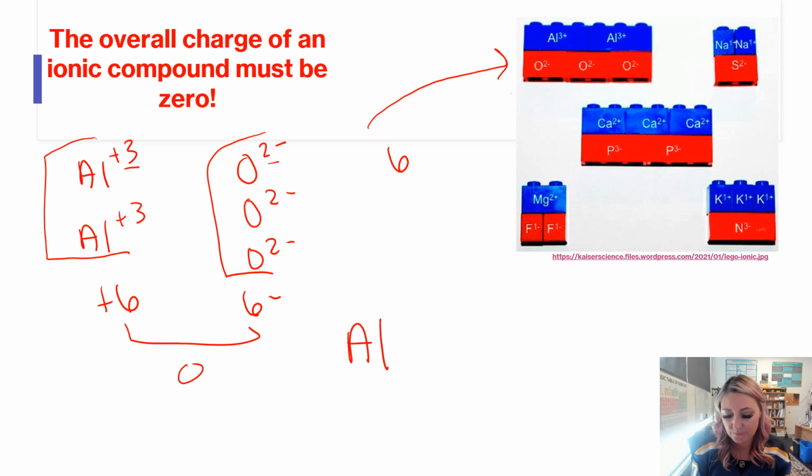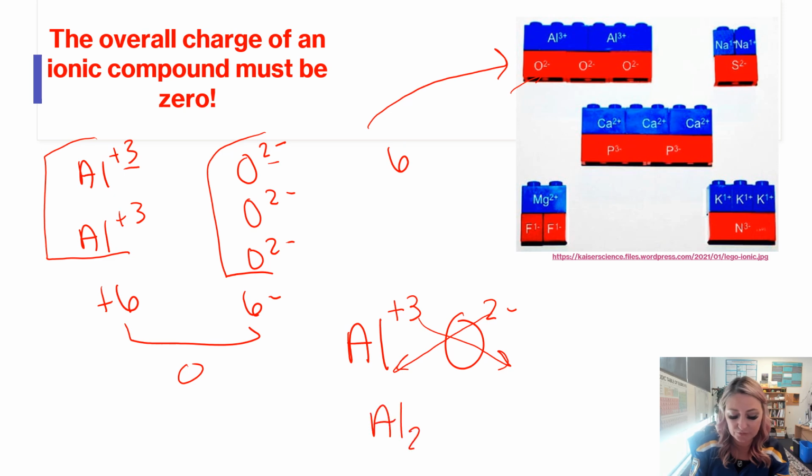So that's what we see with our Legos. You have 3 red blocks for the oxygens for every 2 of the blue blocks of aluminum. Looking at this yet another way, and we're going to practice this a lot, to determine what the ratio is, we can drop and swap these as well. So we need 2 aluminums for every 3 oxygen.